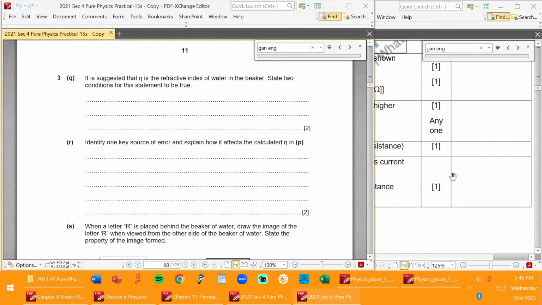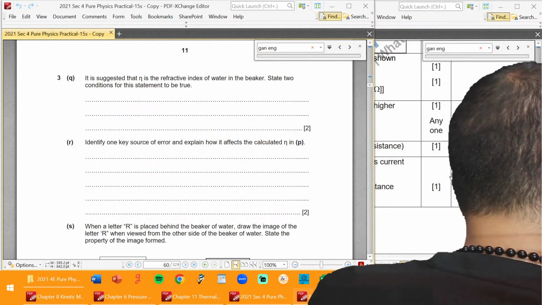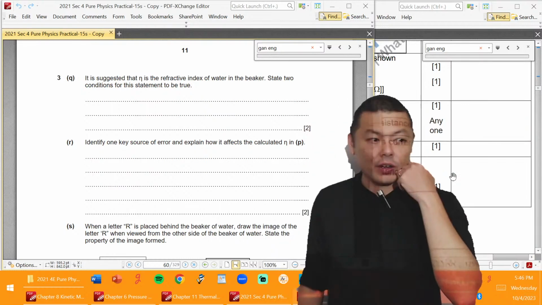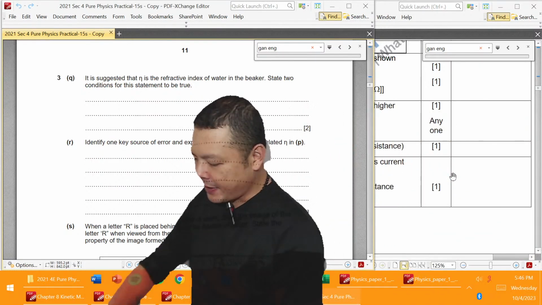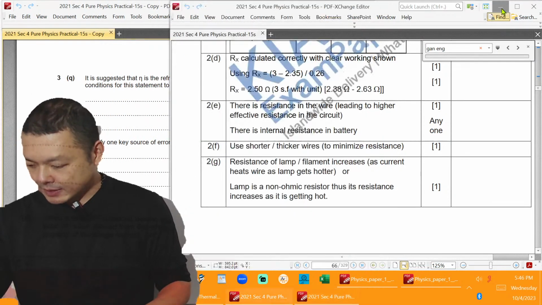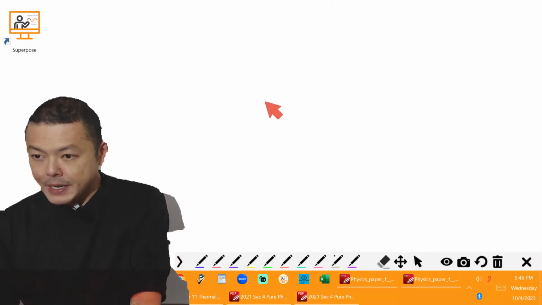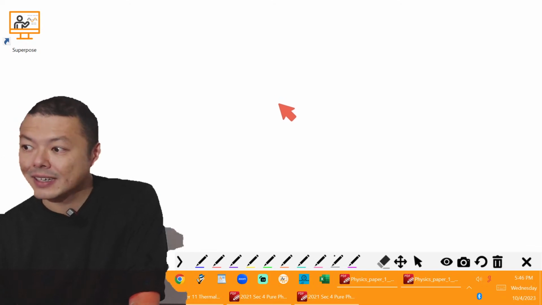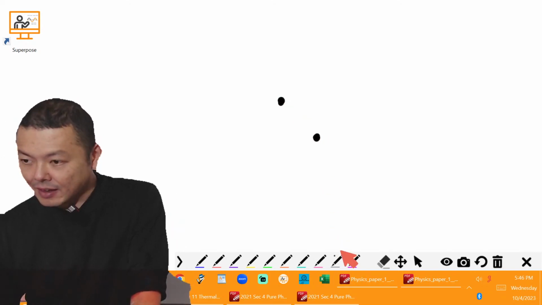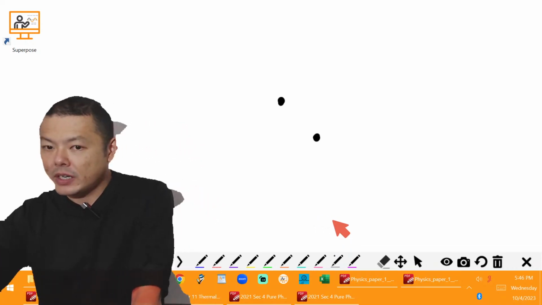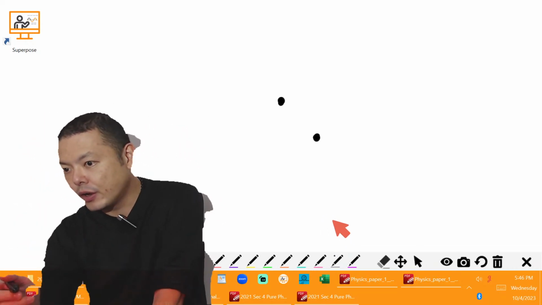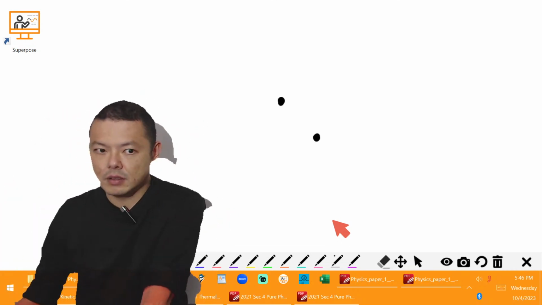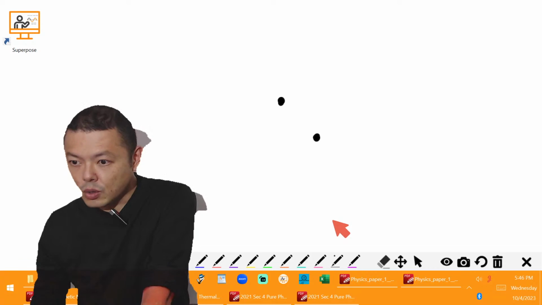Key sources of error. Anyway, for optics, there's a few key sources you can think of. Usually the go-to, my one, is the pins are not infinitely thin. But what does it affect? 2 marks there? If your pins are not infinitely thin, the holes they make on the paper are quite big. And therefore, the line drawn, but which line are you talking about? Your incident ray or your emergent ray? It will be the emergent ray.